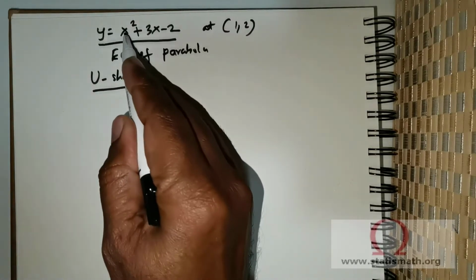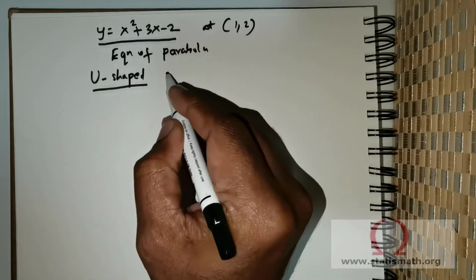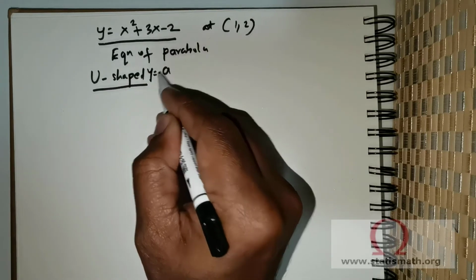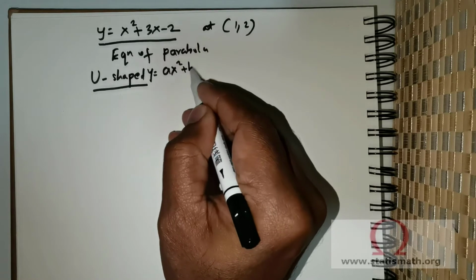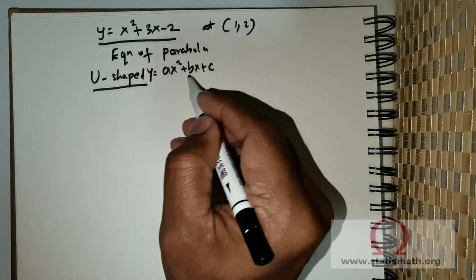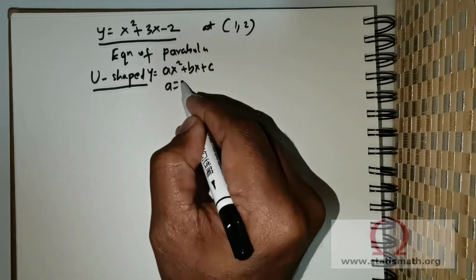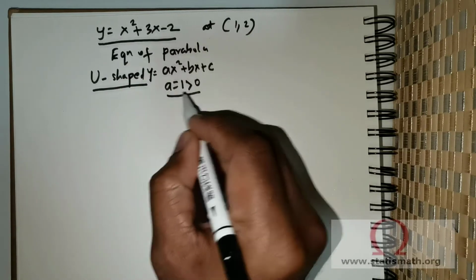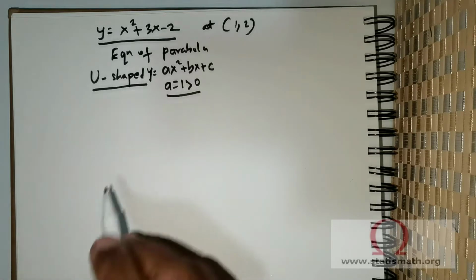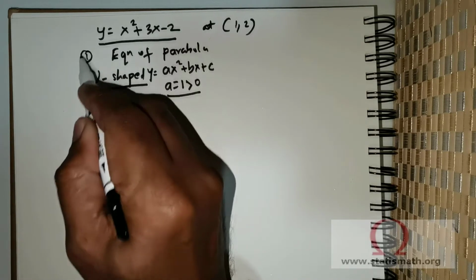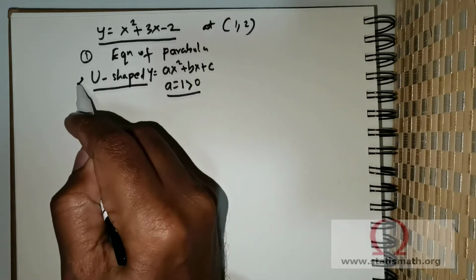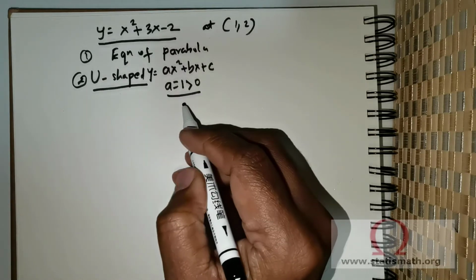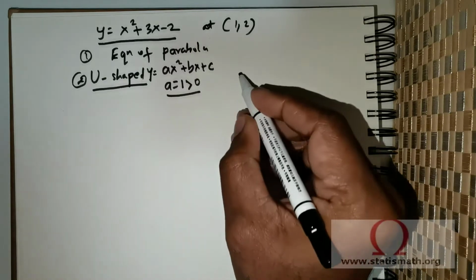The reason being, the coefficient of x², the parabola is of the form y = ax² + bx + c. The coefficient is 1 there, which is clearly greater than 0. Since it is greater than 0, it is going to be U-shaped. So, first point, it is the equation of the parabola. Second point, it is U-shaped because the coefficient is greater than 0. The third point, we need to draw the parabola.